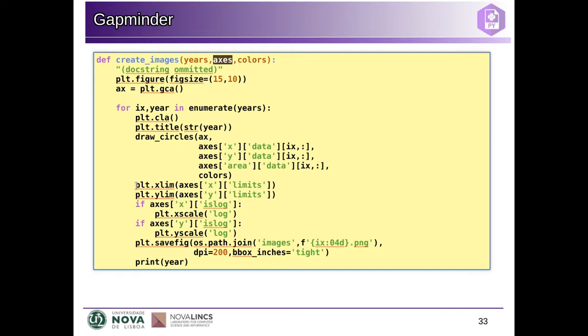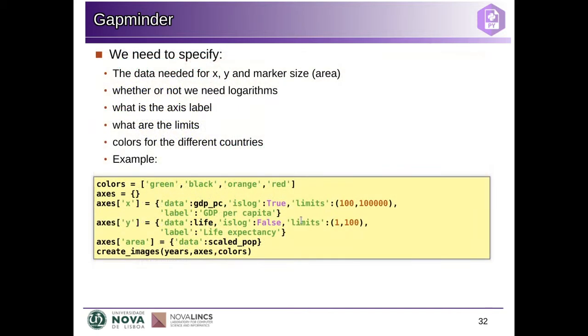Now we set the limits for x and y on our plot to the limits that are provided here in this dictionary. So the limits for x, the limits for y. This is what we filled here in the limits.